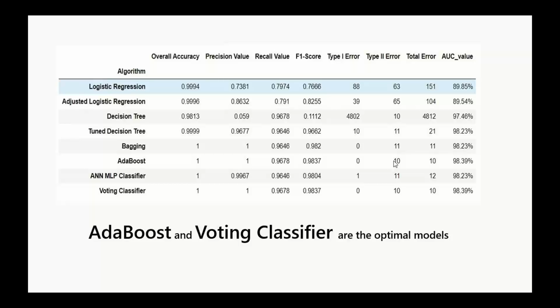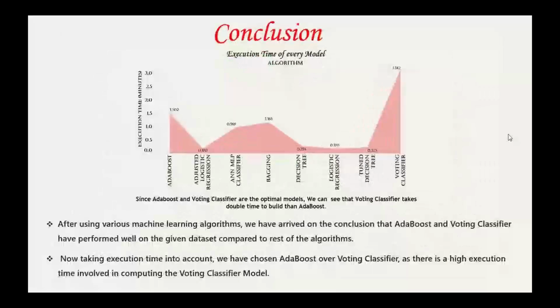And both of them were giving the same output. So as both of them were giving the same output, we decided to calculate their execution time to decide which one would be the optimal model. Now when the voting classifier is getting executed, it executes all the models which we have passed to it. So it directly took double the time of the AdaBoost algorithm. And as there was no significant difference in the output, we decided to declare AdaBoost as the optimal model based on the execution time and as well the number of errors it was giving us.